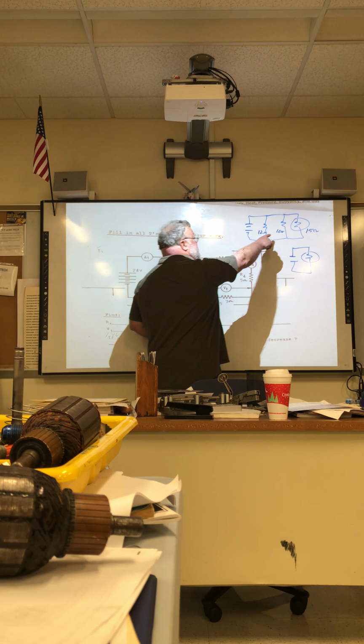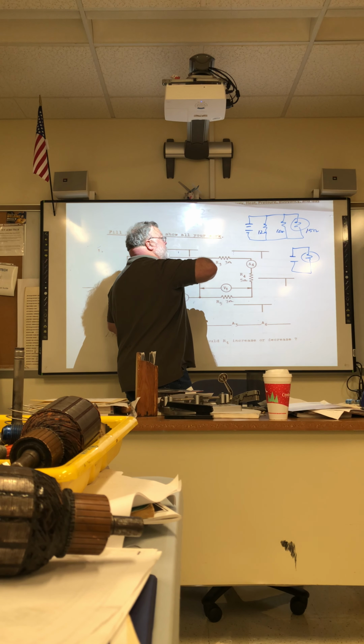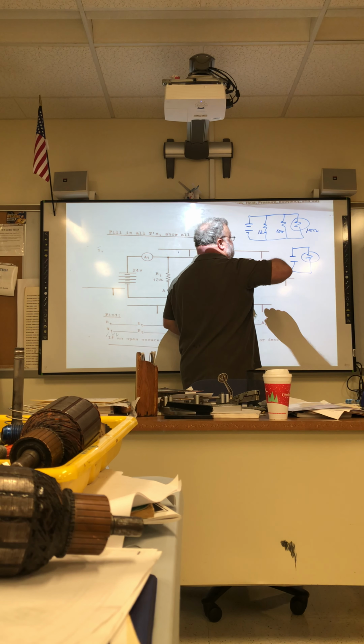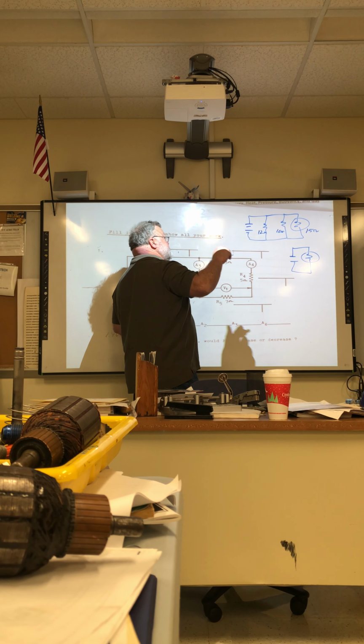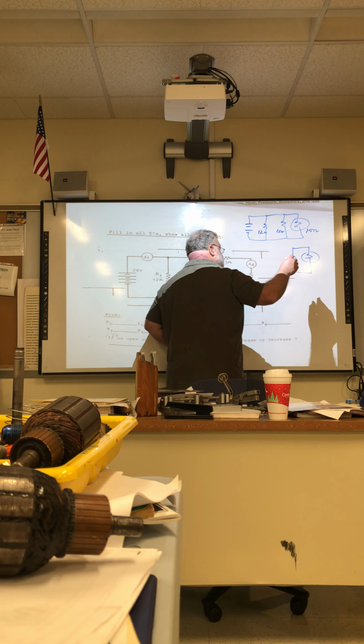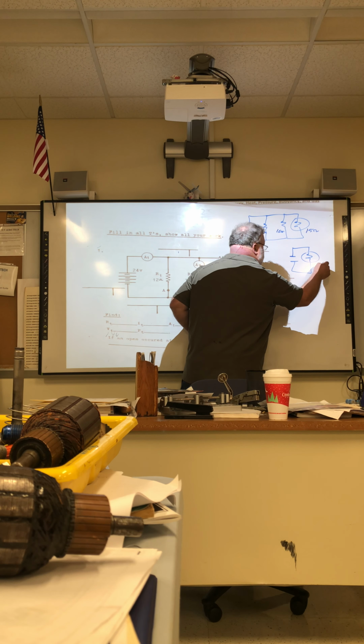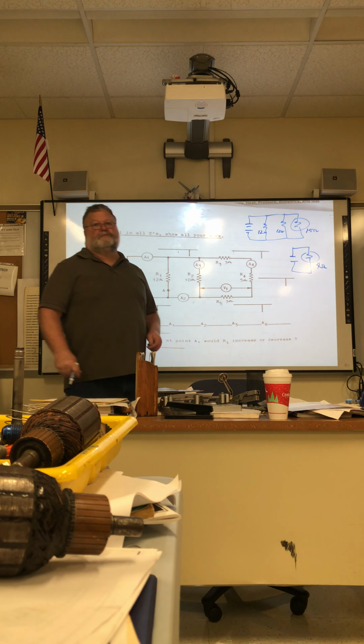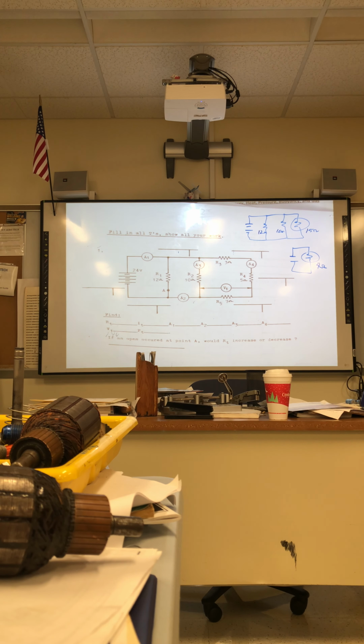Has to be less than 10 ohms, right? 12 1 over x, 10 1 over x, 15 1 over x equals 1 over x. Survey says 4 ohms. Okay? Wait, how did you get that?